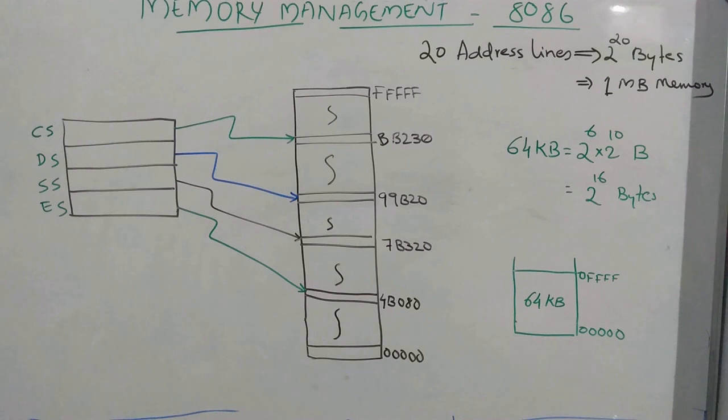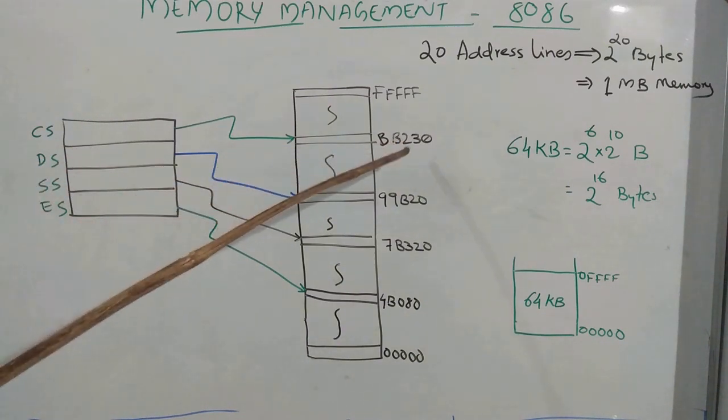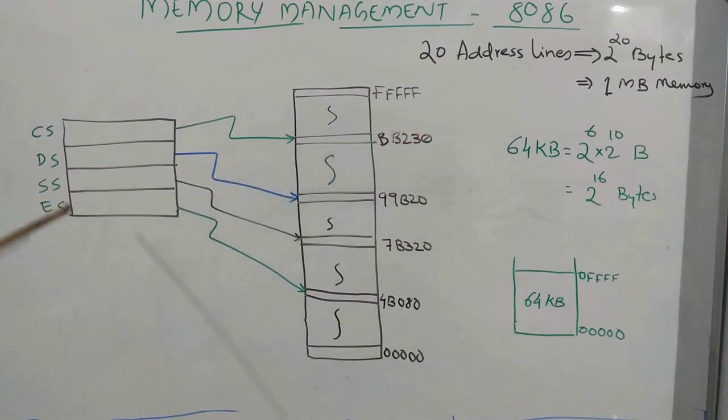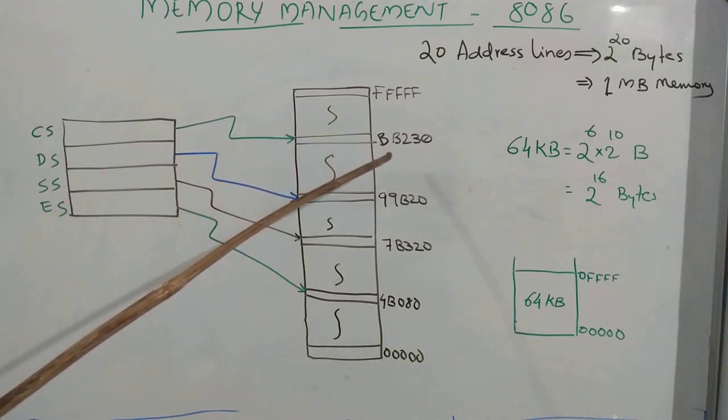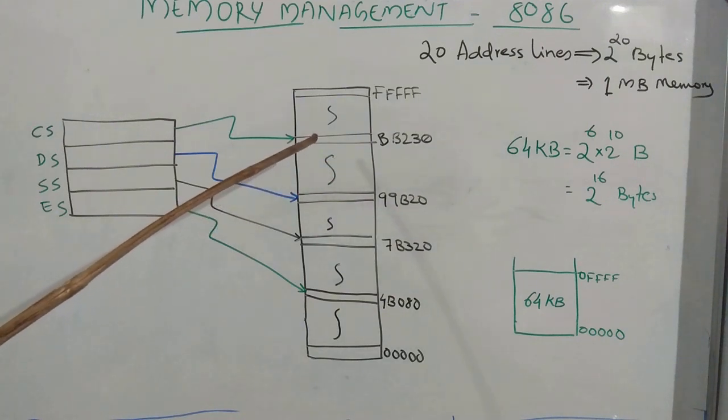We know 8086 has 20 address lines. It can support a maximum of 1 MB memory. So here in this picture, the CS register, the code segment register, points to the segment that starts at the location BB230. That is, BB230 is the starting address of the code segment.